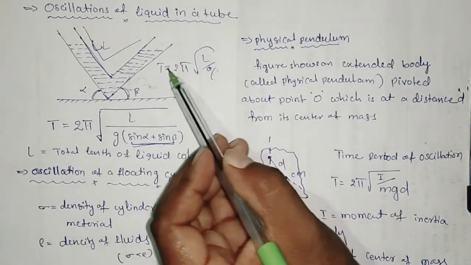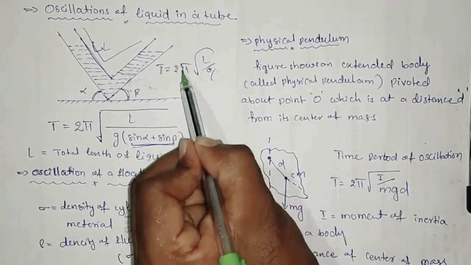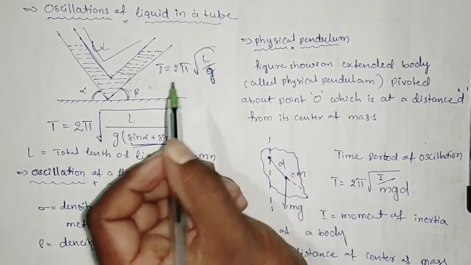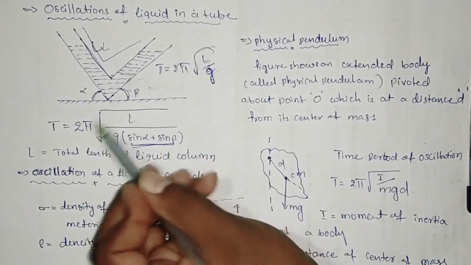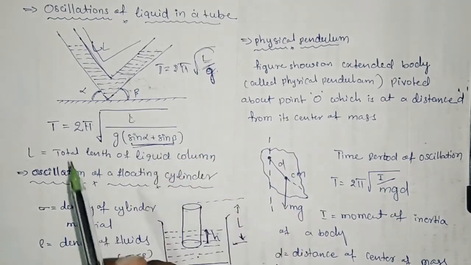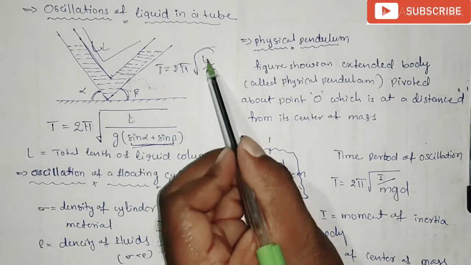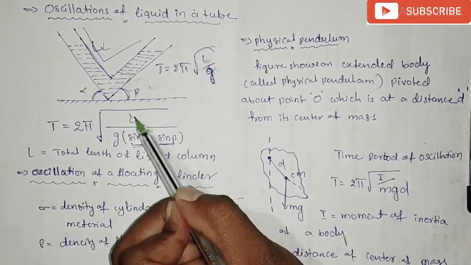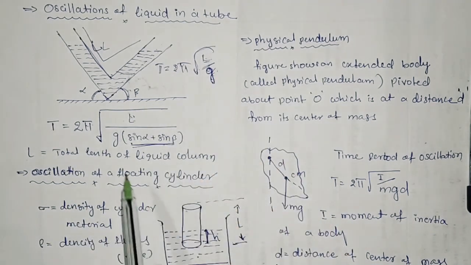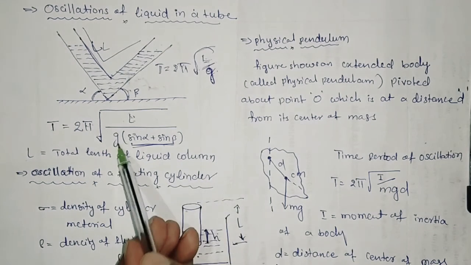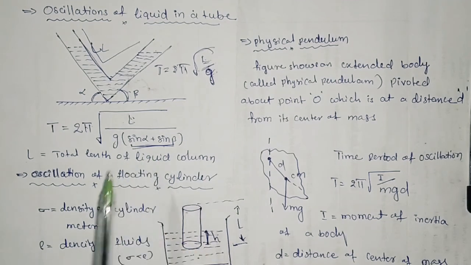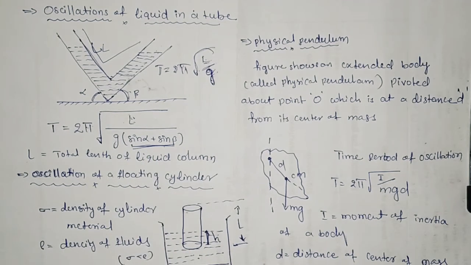Compare this formula: T is equal to 2 pi under root L by g. Same 2 pi, under root L by g, right? Here L is the total length of the liquid column, and g is g. These oscillations depend upon the angles. Okay, it is also easy to remember.